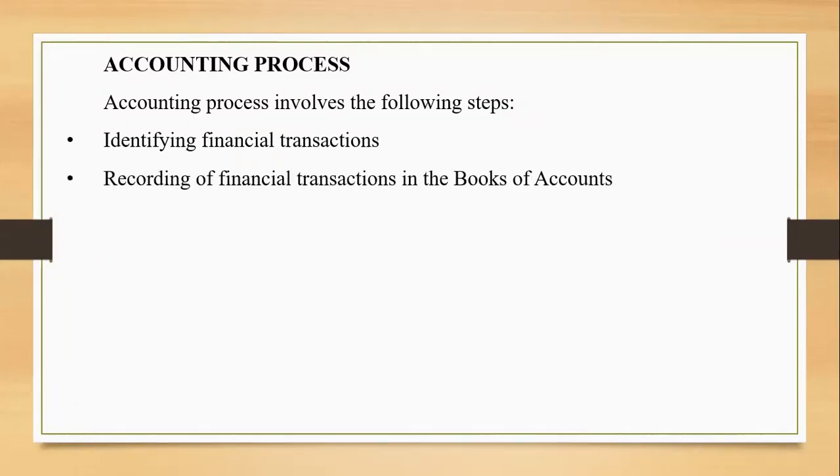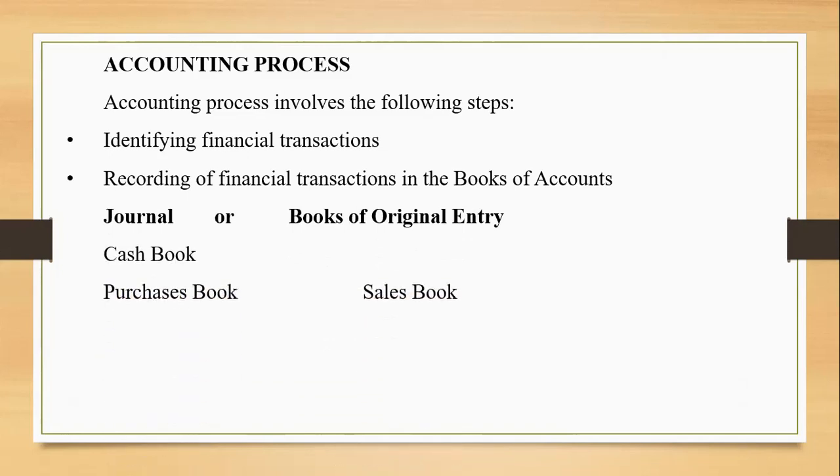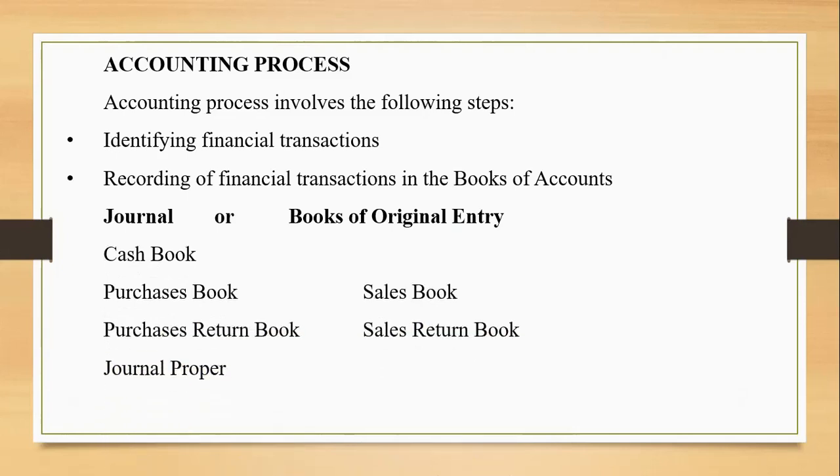Second, recording of the transactions in the books of accounts. The books of accounts are well known to you. It can be journal or it will be the subsidiary books. Both are original books of accounts. Both the books cannot appear simultaneously. Please take care of that. Okay, journal or books of original entry, right? Subsidiary books, we know that it's cash book, purchase book, sales book, purchase return, sales return, and journal proper. So these are the various books. So first you identify, then you have the recording in the books of accounts, either journal or subsidiary books.